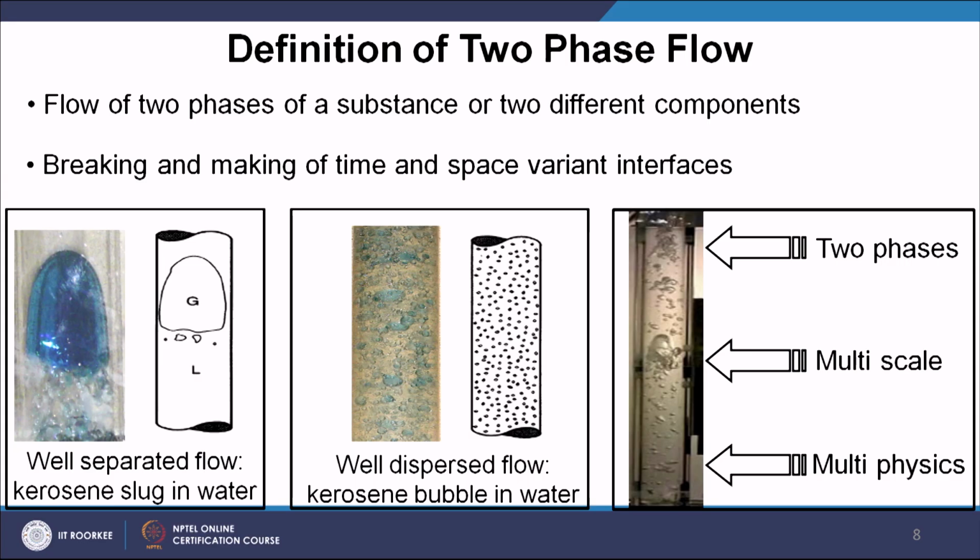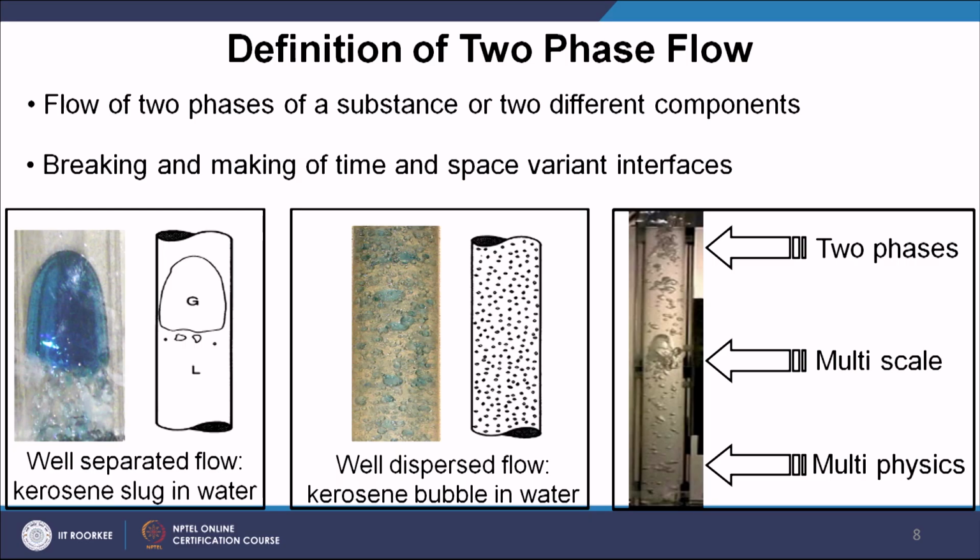Here I have shown you well separated flow. You can see a kerosene slug in water. The blue colored thing is kerosene, and around it we have white colored fluid which is nothing but water. So you can see the well and distinct interface of the kerosene slug here.